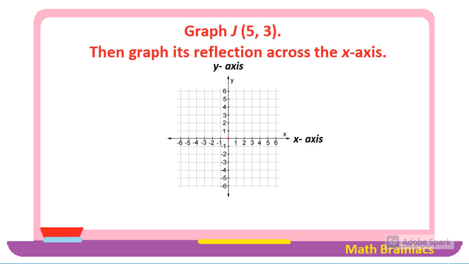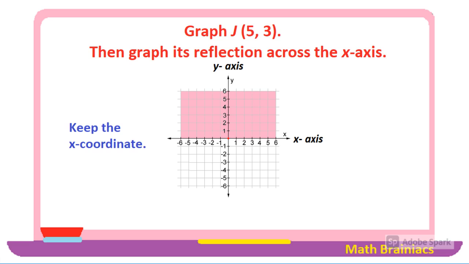Let us work on this example so that you will be guided. Graph point J, which is (5, 3). Then, graph its reflection across the x-axis. If we are going to get the reflection across the x-axis, we keep the x-coordinate. So, starting from the origin, we move 5 units to the right. Since the y-coordinate is positive 3, we move 3 units up. And we can graph the ordered pair of point J, (5, 3).